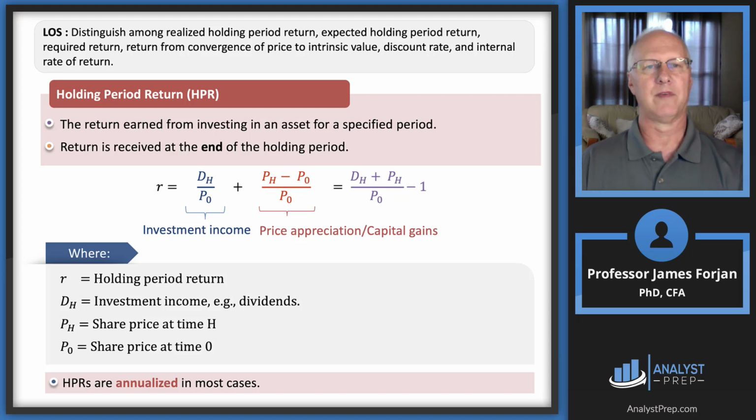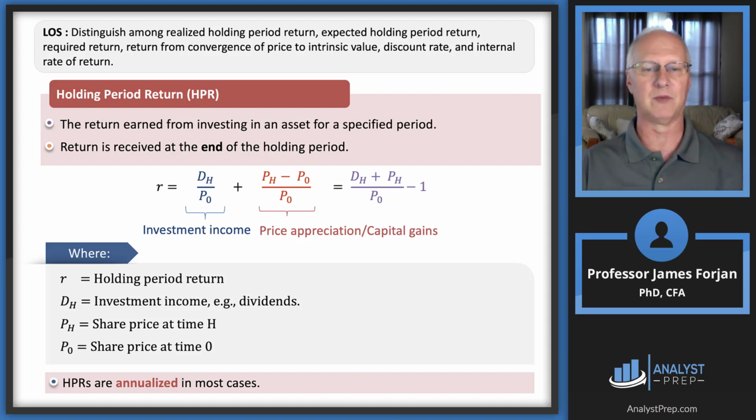All right, if you look at that first LOS, there are a whole bunch of returns that they want us to identify, define, and distinguish among. So let's start with the simplest of all, holding period return. This goes back to my initial example in that very first slide. We started out with 100, we ended up with 110. I always teach my students just to do a quick F over P minus 1: 110 divided by 100 minus 1 gives us that 10%.